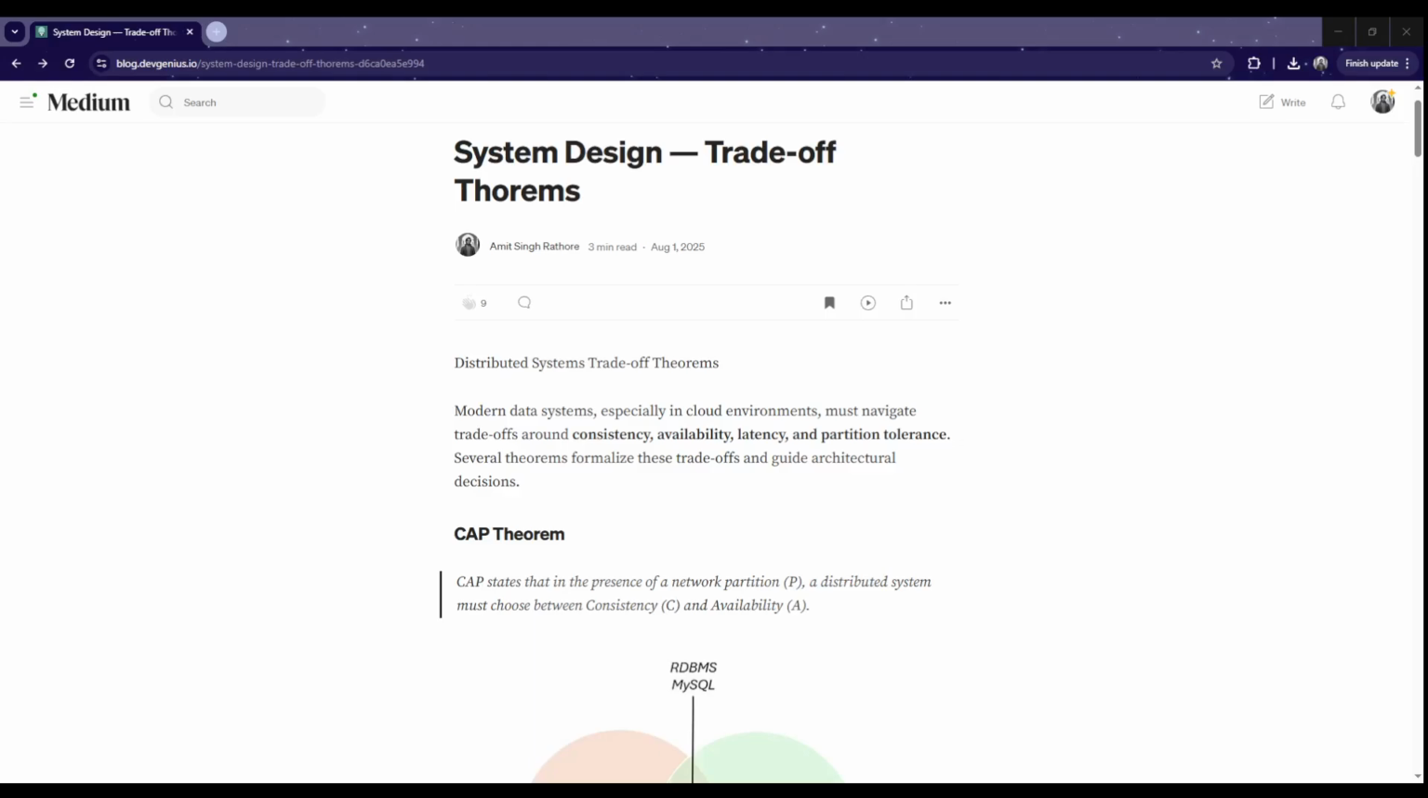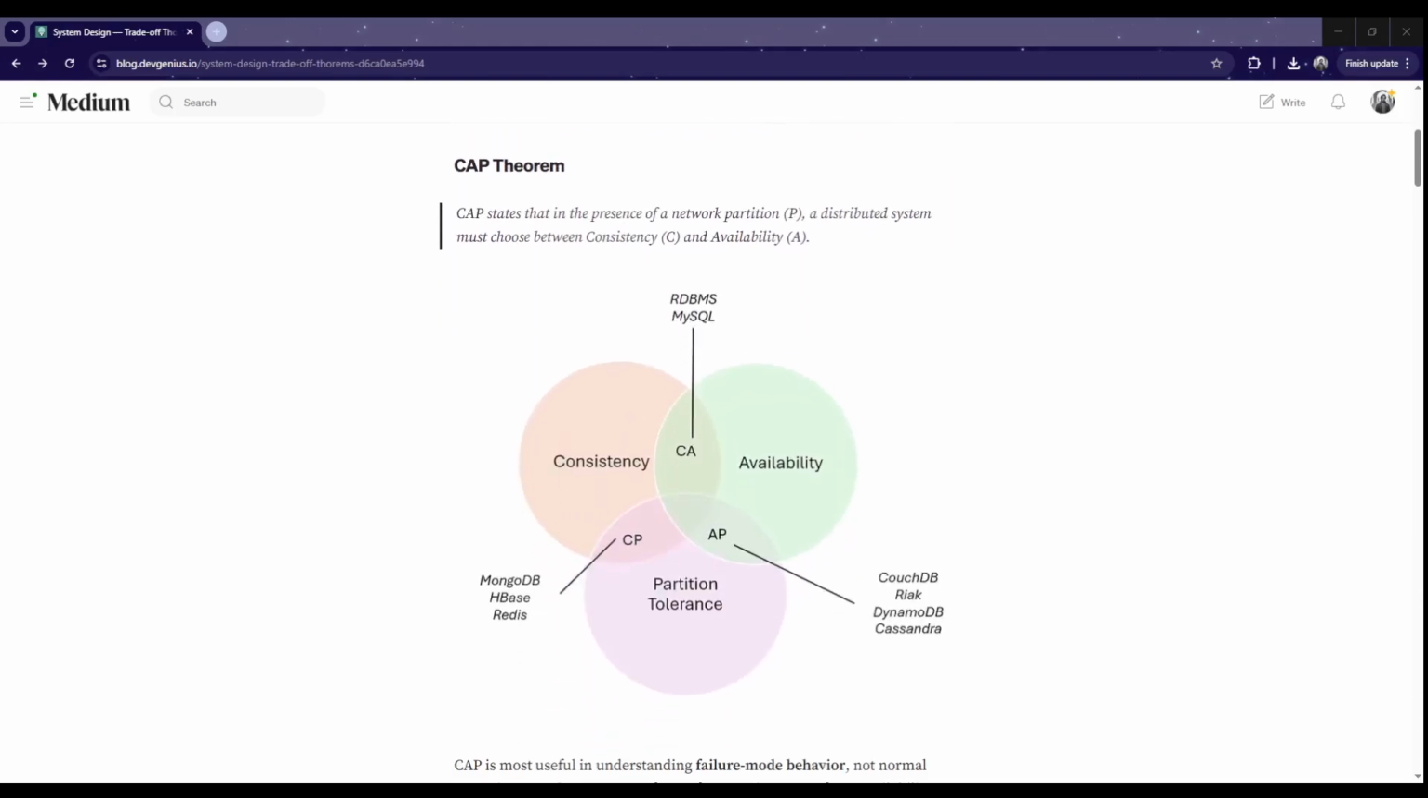There are many theorems which have been created to handle these trade-offs that we might be making, and they guide us in making that architectural decision that what trade-off we should be doing. So the first theorem that comes is CAP. CAP states that in presence of a network partition, a distributed system will choose between consistency and availability.